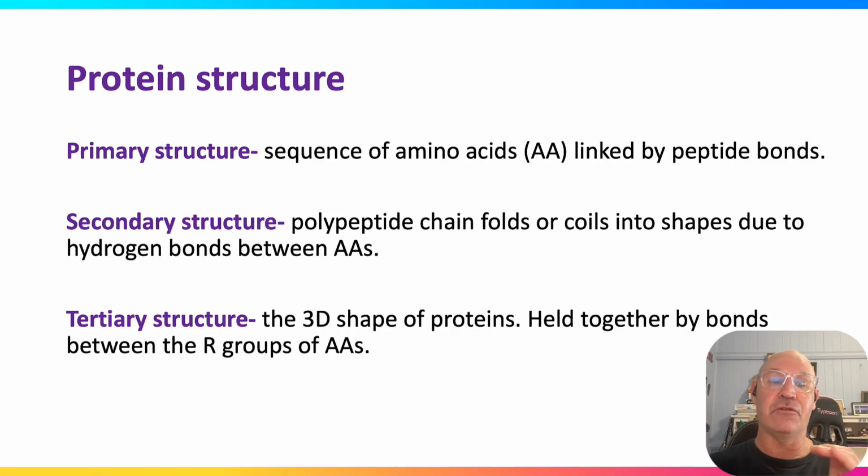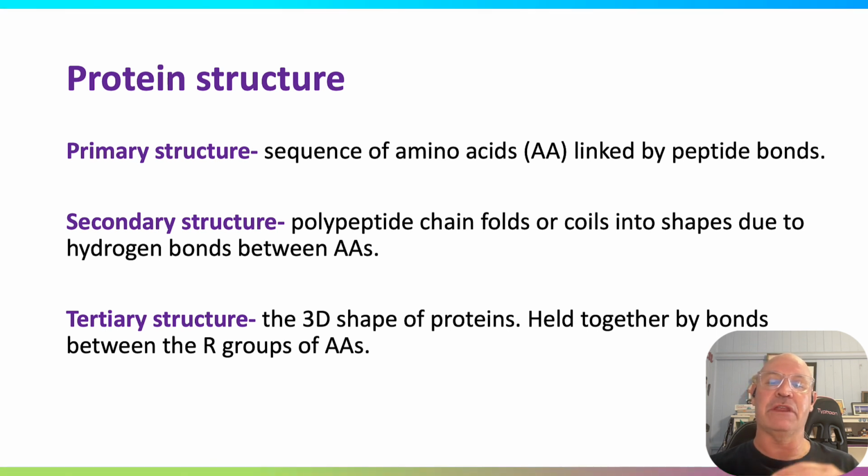So there's actually four different levels of structure of proteins. The primary structure is the sequence of amino acids, which is dictated by the genetic code. The order of the amino acids is dictated by the genetic code and is put together in protein synthesis. And each of the amino acids are joined by a peptide bond. And we call that primary structure a polypeptide chain. The secondary structure is when that polypeptide chain either folds or coils into a shape and it's held together by hydrogen bonds between the amino acids. Many of our structural proteins only have a primary and a secondary structure. They don't have a tertiary structure.